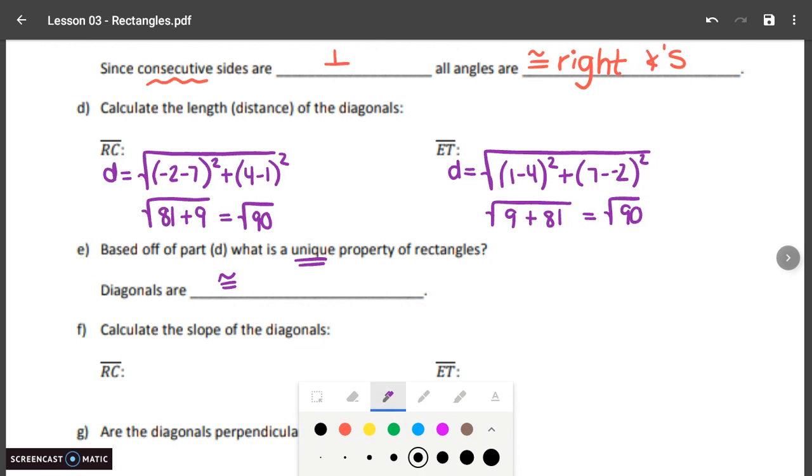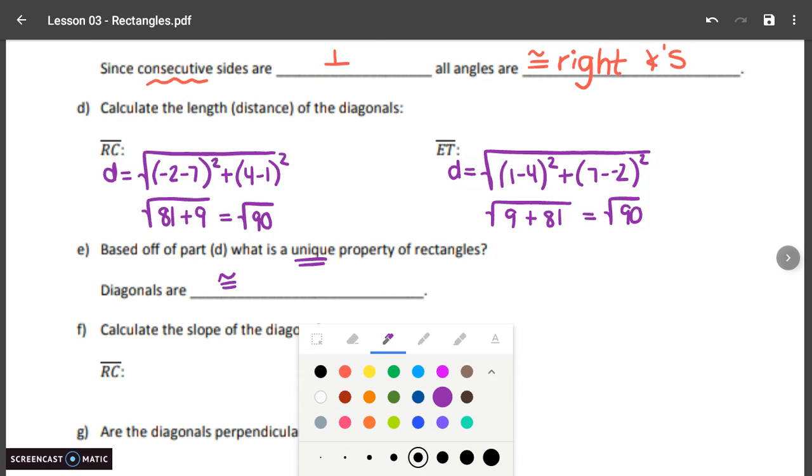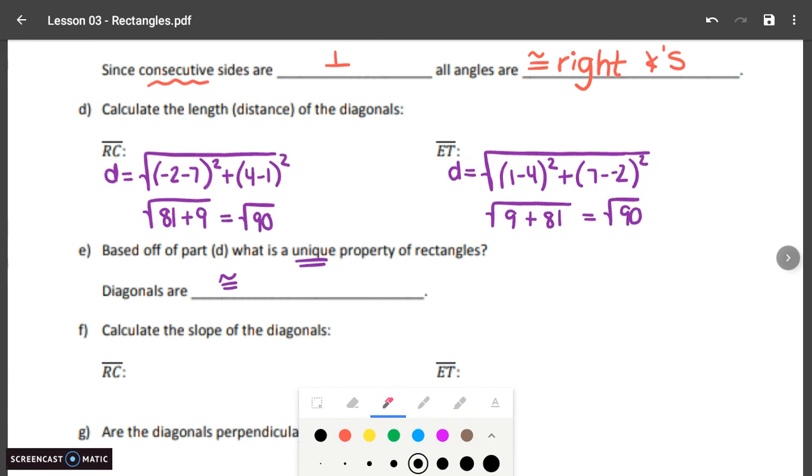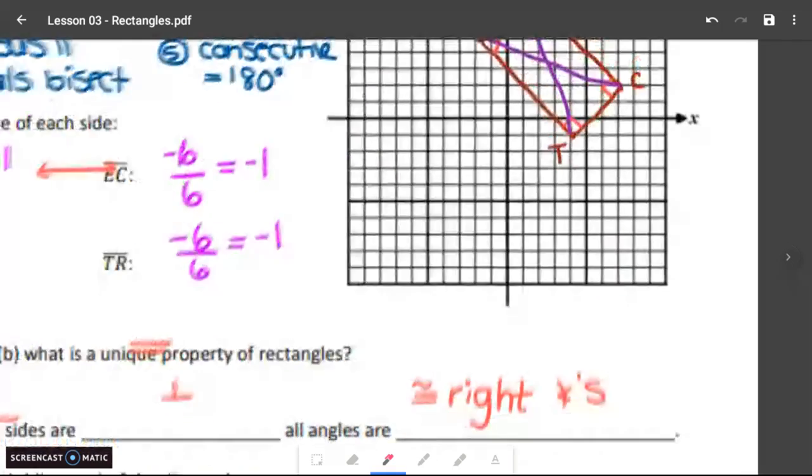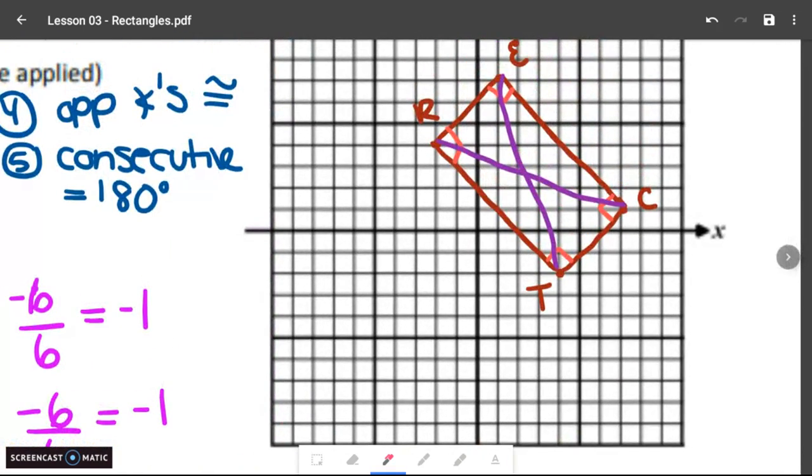And last but not least, one more thing is we're going to just take a quick peek at the two slopes of the diagonals that we've drawn in. So we could use the slope formula or we can count. So I'm looking at RC and I'm going to go down 1, 2, 3. And then over 1, 2, 3, 4, 5, 6, 7, 8, 9.